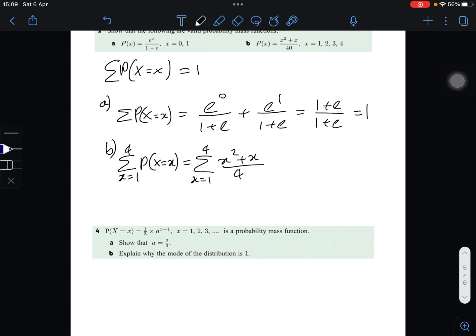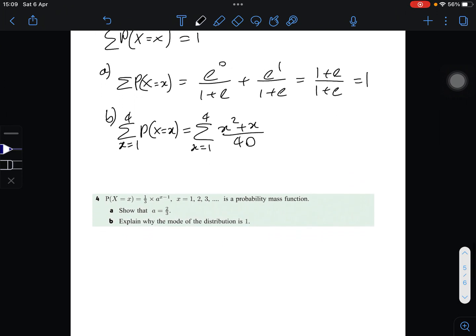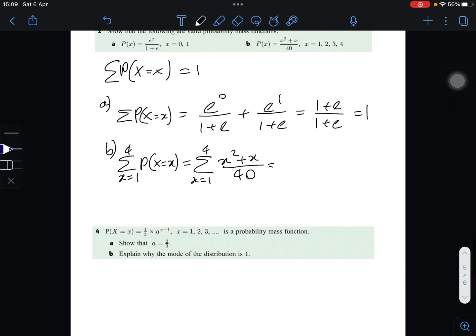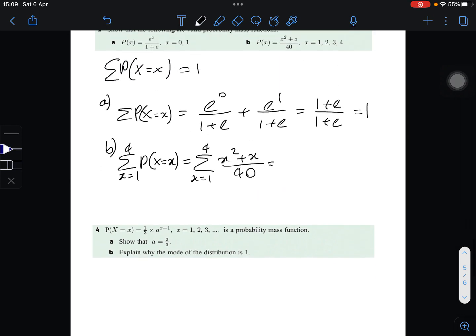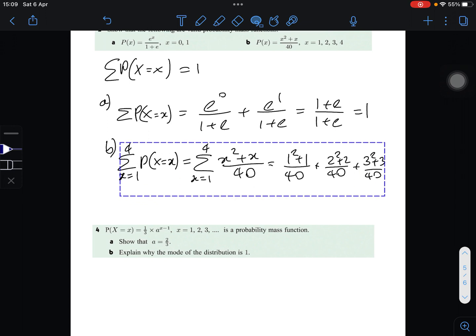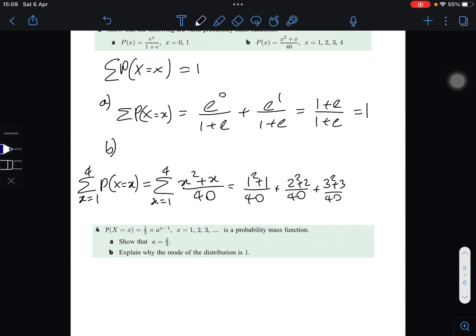Very valid, very easy to do, but in this case it's a proof, and so I'm going to write it out because I think that's probably what they want, if it's to show that. Showing on your calculator doesn't really count because you're not taking a picture of your calculator and putting it on your test paper. So let's put in 1 here. We've got 1 squared plus 1 over 40 plus 2 squared plus 2 over 40 plus 3 squared plus 3 over 40 plus 4 squared plus 4 over 40. Let me put that down.